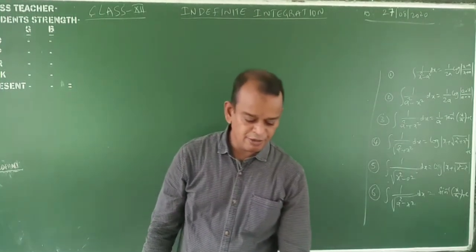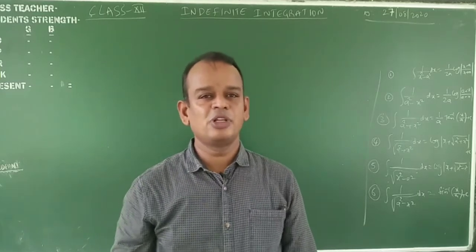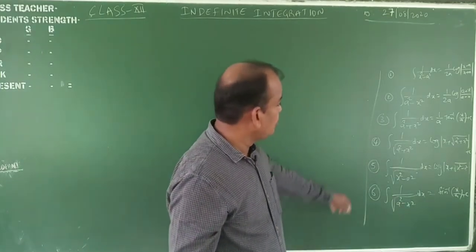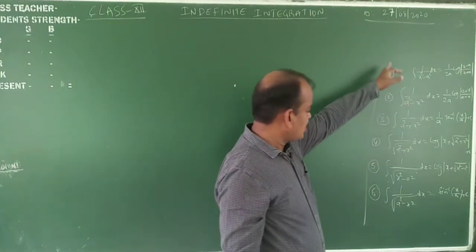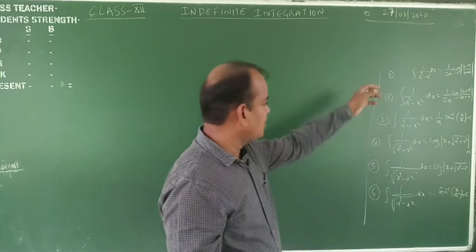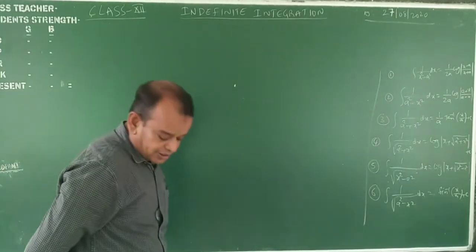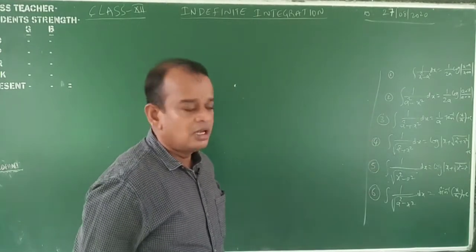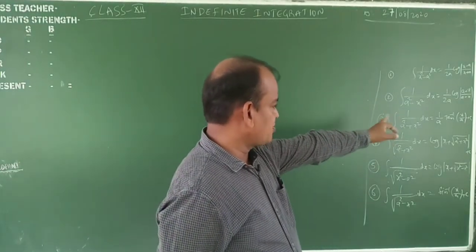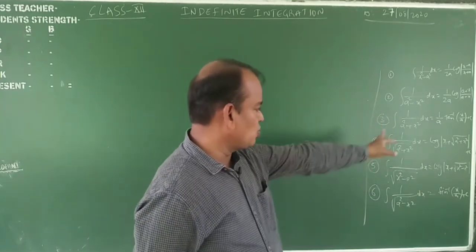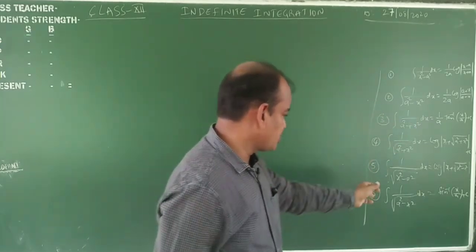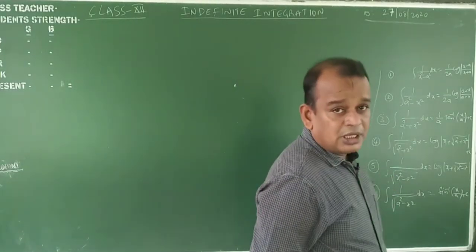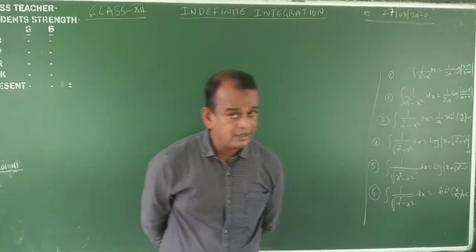All are okay? Before class, we discussed some special type functions, integration of some special type functions. What is that? Integral of 1 by x square minus a square dx is equal to 1 by 2a log of (x minus a) by (x plus a) plus c. Then the 1 by a square minus x square formula, the integral of 1 by a square plus x square, integral of 1 by root over a square plus x square, integral of 1 by root over x square minus a square, and integral of 1 by root over a square minus x square dx formula. I hope that all have read those formulas.